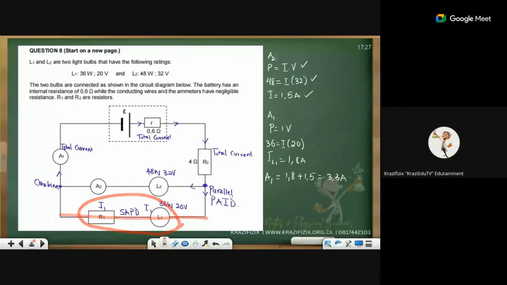divided. So if this is 32 volts here, it is also 32 volts here. But that's why this is now 20, and this one is going to be 12. So the acronym is what guides you all the time. Series are potential dividers. These two are connected in series.